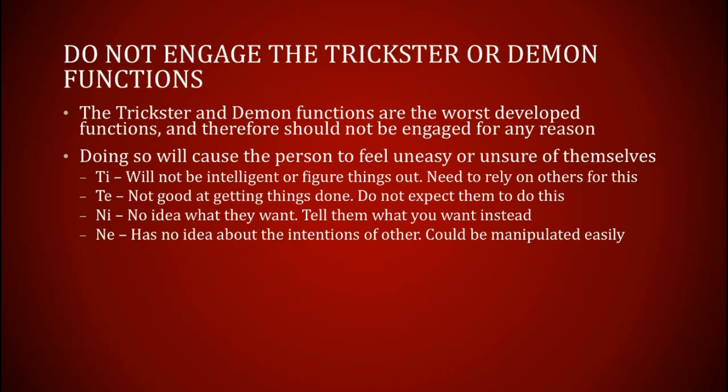NE, trickster, or demon, they're going to have no idea about the intentions of others. They're going to be blind to what other people might be thinking of doing, what their ideas might be. So somebody with a really low NE could possibly be manipulated. All they're going to really care about is what they want, and they're not going to be sure what other people want. So they might be scammed. They may not read the fine print. So just something to be aware of if you're dealing with somebody with a low NE.